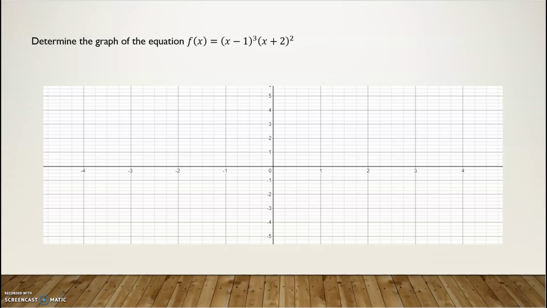All right, this is part 3 of section 5.3. We're trying to determine the graph of this equation, f(x) = (x - 1)^3 (x + 2)^2.